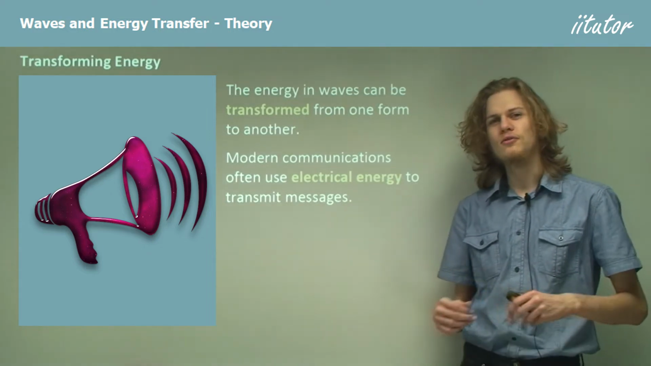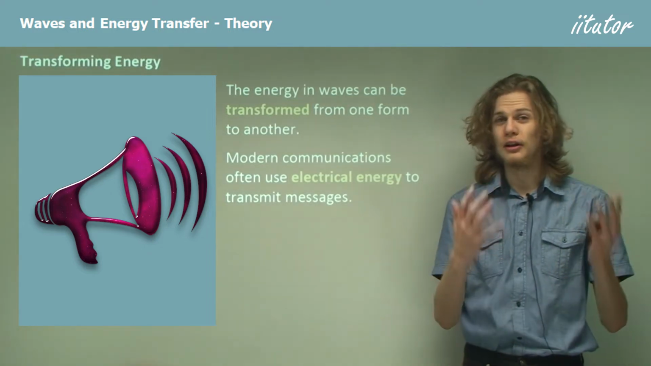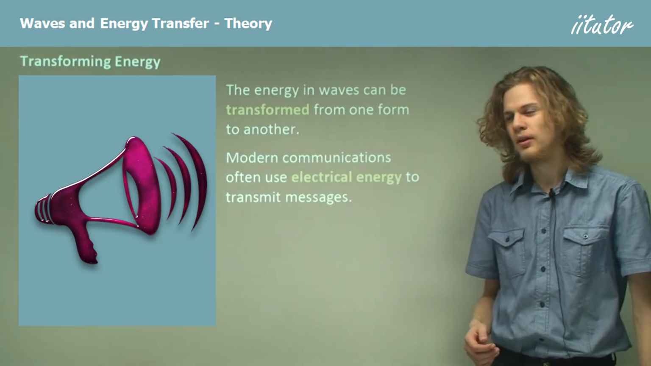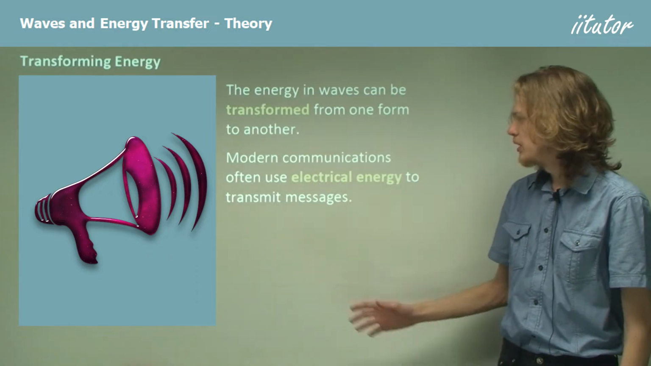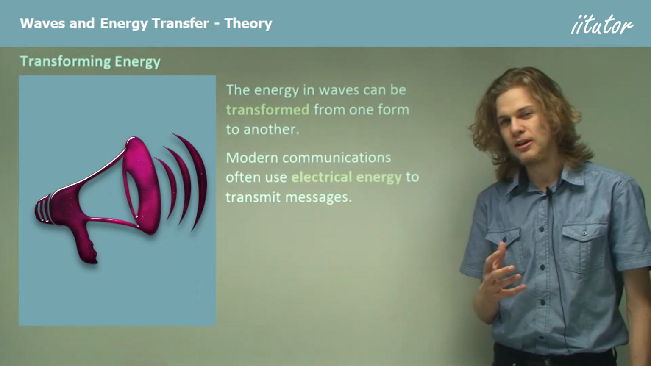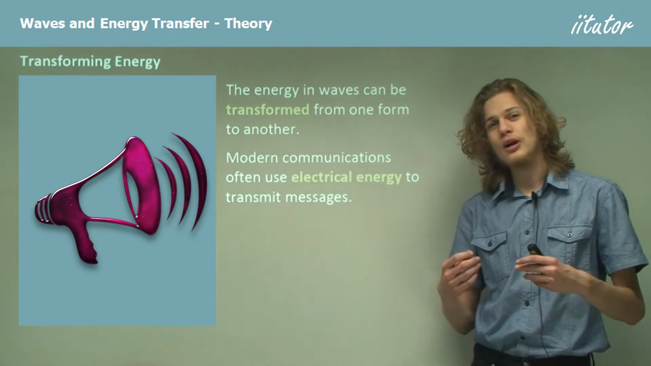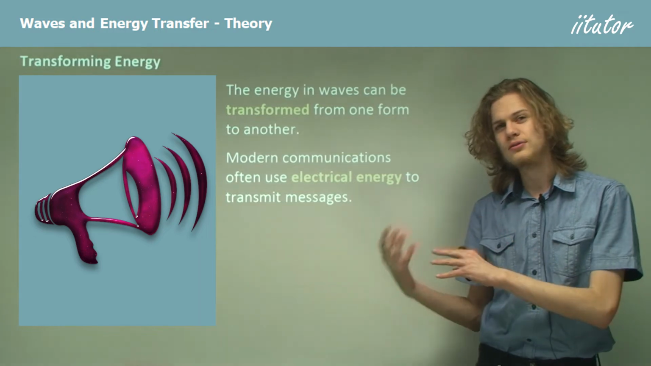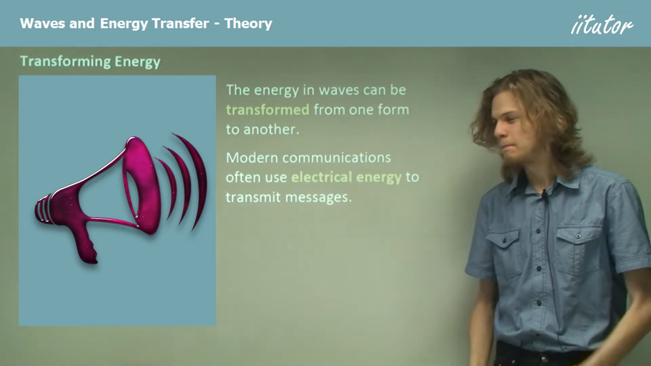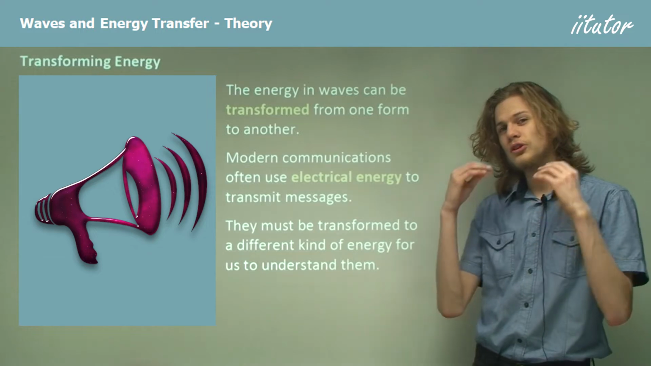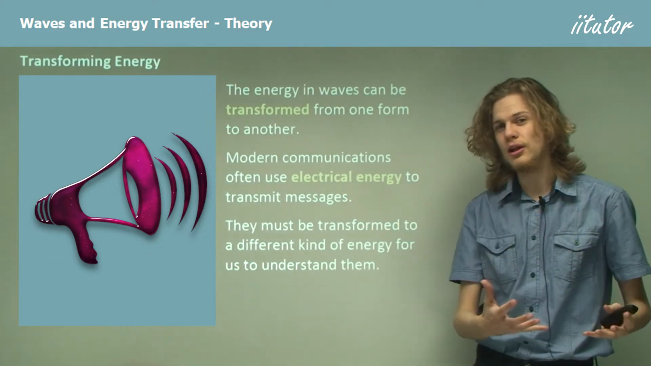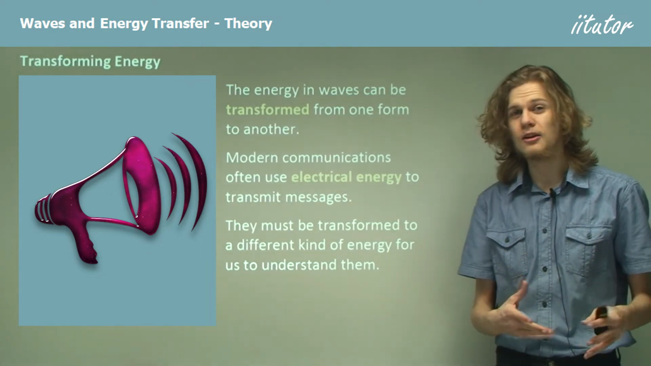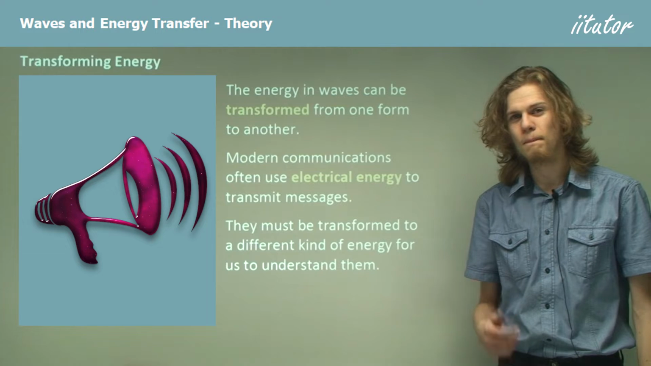Well, modern communications often use electrical energy, right? We have lots of electrical appliances, like mobile phones and satellite communication and instant messaging. And these all need to use electrical energy in order to carry messages. So if we can transform things to and from electrical energy, that means that we can use electrical waves to transmit messages. Once it's being transmitted as electrical energy, we can transform that back to a form of energy that we can understand, like sound energy, if we're talking over a telephone.